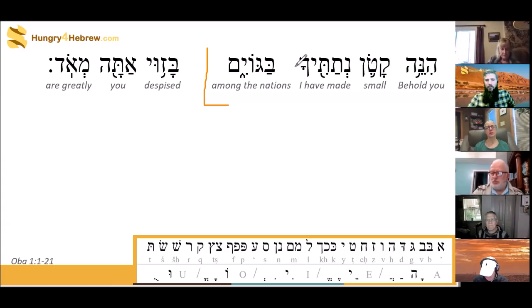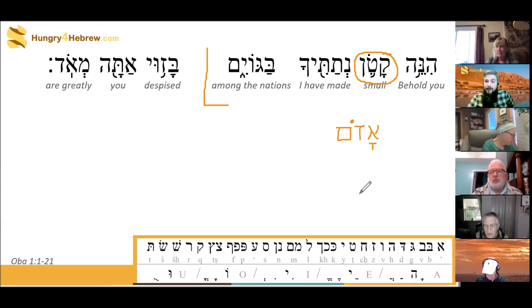Katon netaticha bagoyim. Okay, katon is an a-o pattern. There's a few words that follow this pattern, and they're usually colors. Like Adom is what color? Red, of course. What's green? Yarok. Yarok is green.